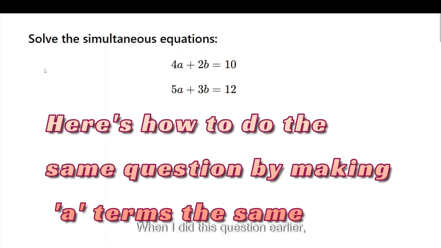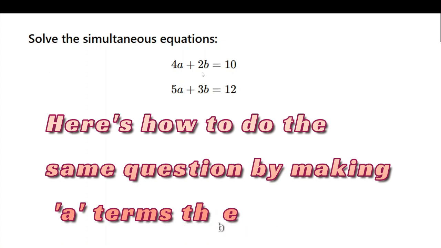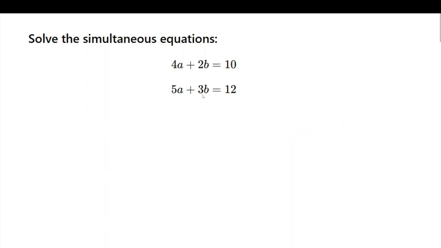When I did this question earlier, I made the b values the same. Now, what if we made the a's the same? We should technically get the same answer. Let's see if that one works. So, how do I do that? I've got a 4 here, so I have to multiply this one by 4, this and this one. And I've got a 5 here, so I have to multiply all of the first equation, every term, by 5.